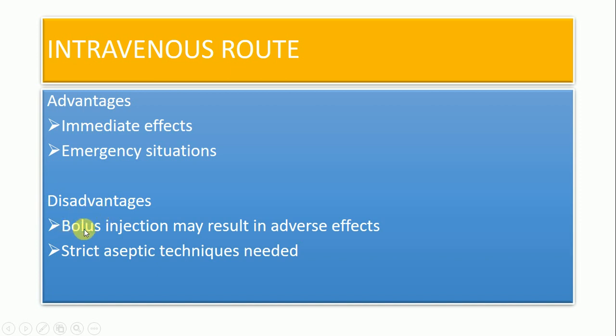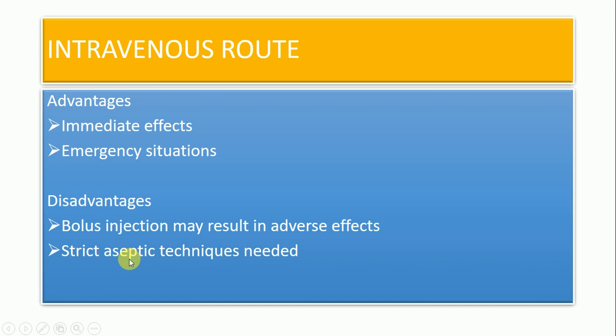But this route also has disadvantages. Suppose you inject a bolus injection which results in an adverse effect. If you already injected the drug by this route, you can't withdraw it, and there is no way to control it because it is already in the systemic circulation, so it will cause adverse effects. And you need to strictly apply aseptic techniques to avoid the introduction of other microbiota into the blood when you are using this intravenous route.